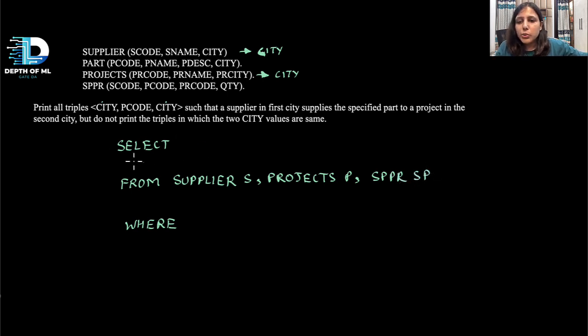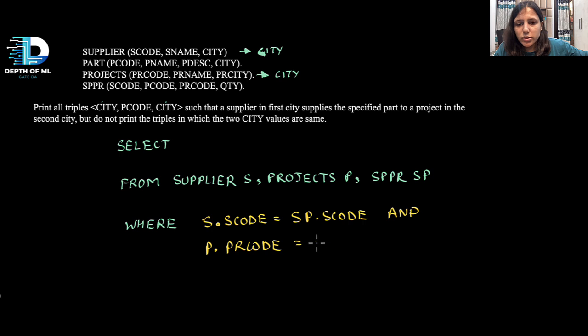Now let's do the join conditions. So you have to join three tables. How will you do that? First of all, you have to join the S table with SP table. So you will do S dot S code is equals to SP dot S code, and P dot PR code is equals to SP dot PR code, right? So now we have joined these three tables.